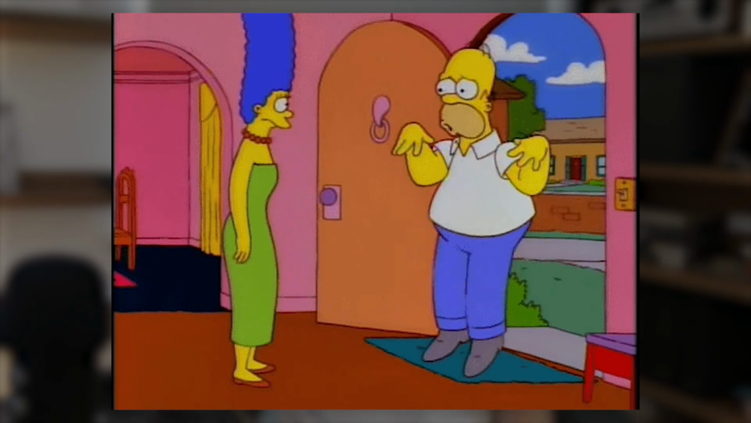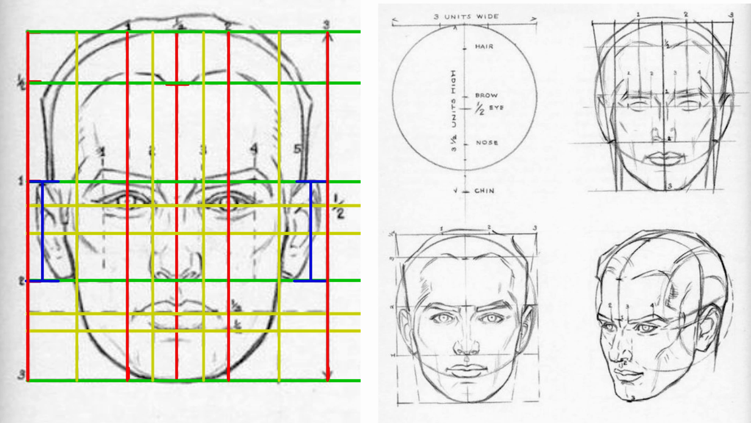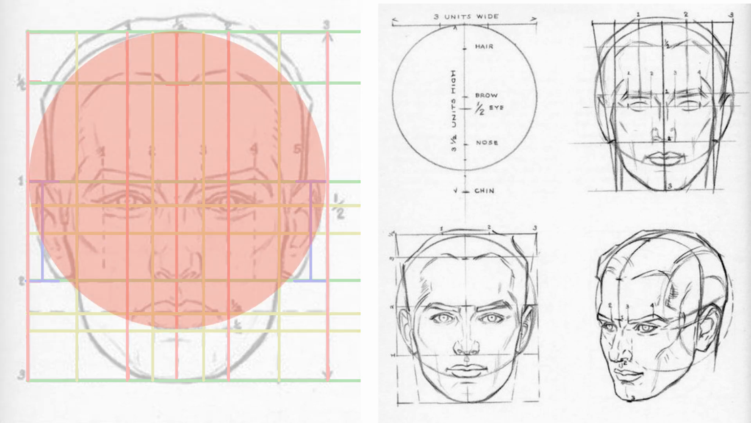However, if I was to say, right, you know where everything goes, now go and draw this on different angles, you'd probably not know where to start. Thankfully, Loomis also has an easy method for constructing the head. The cranium of the head is represented as a sphere. On this flat diagram, it's a circle.